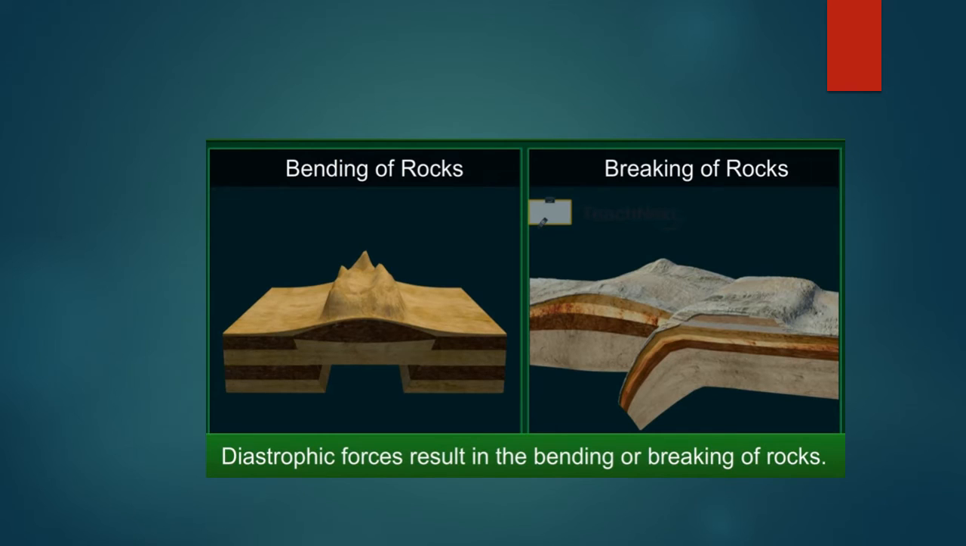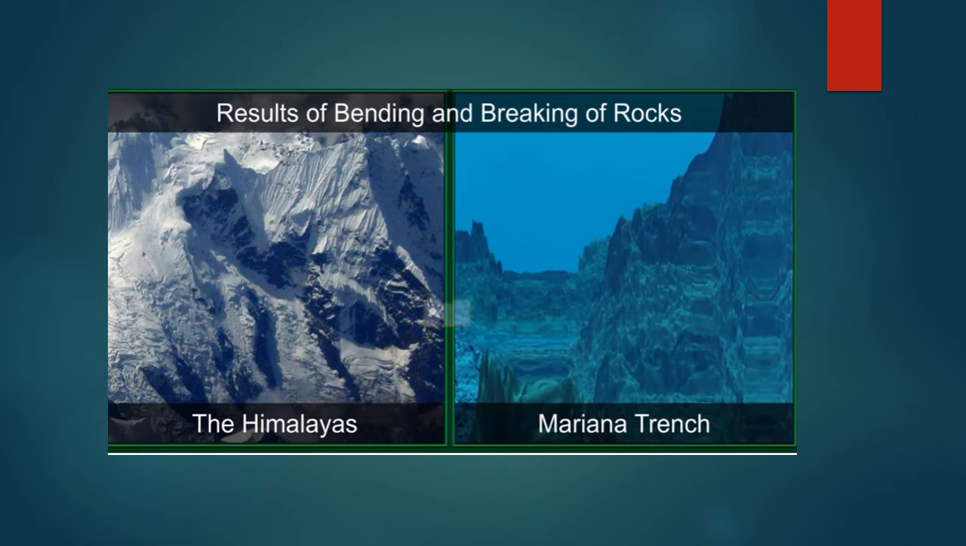Now, diastrophic forces can either bend rocks or they can break rocks. Children, what is created as a result of the bending of rocks? Mountains are created, like the Himalayas. And due to the breaking of rocks, what is created? A valley or a trench is created, like the Mariana Trench.